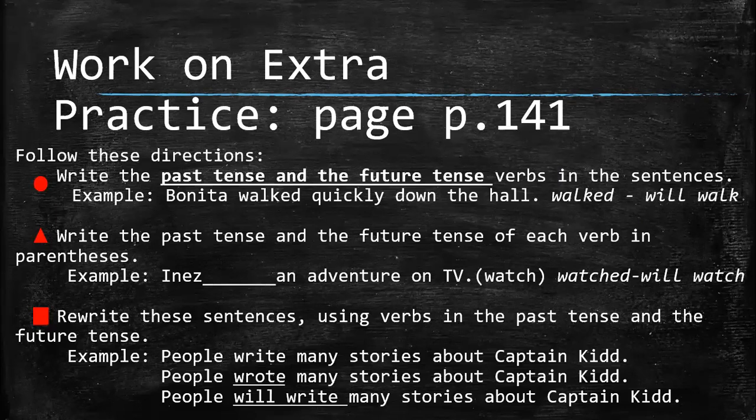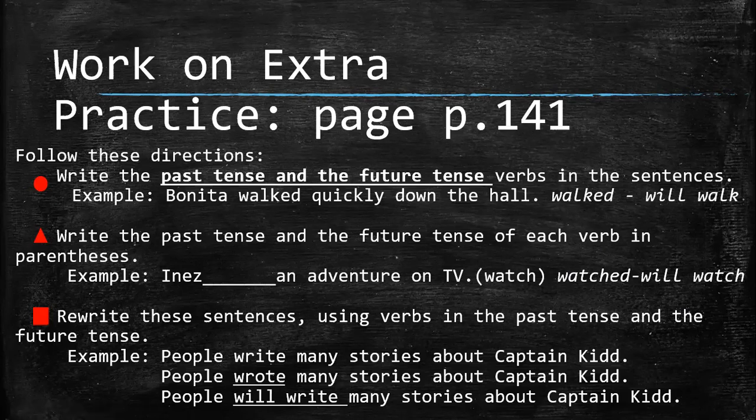Okay. Then you are going to look at the verb in parentheses, and you are going to form the past tense and then the future tense. Okay, so for the circle and the triangle part, it's pretty much answers only, where you have to identify the past tense verb and then change it to future. And for the triangle part, you have to change it into the past and also the future tense.